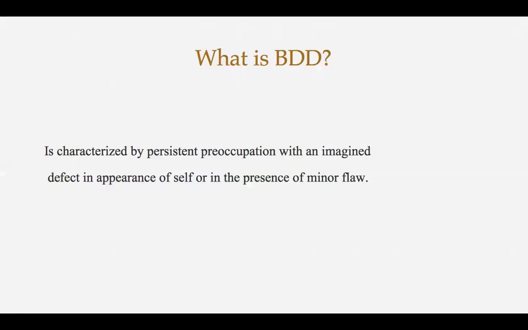So, what is body dysmorphic disorder? Before I tell you what it is, body dysmorphic disorder is a mental disorder which has been mentioned in DSM-5 under obsessive compulsive and related disorders. However, it is not mentioned in ICD-10.